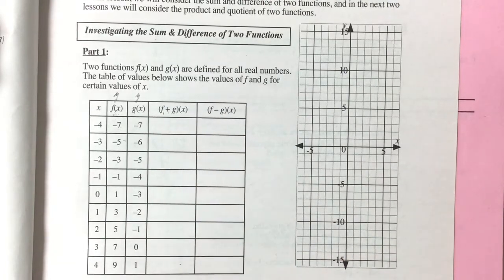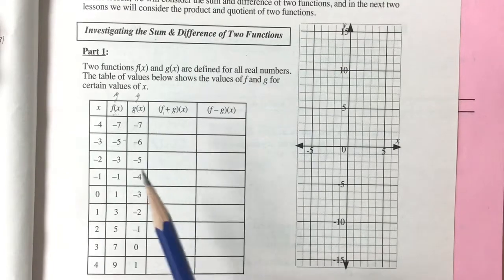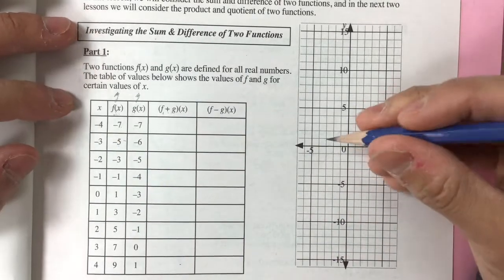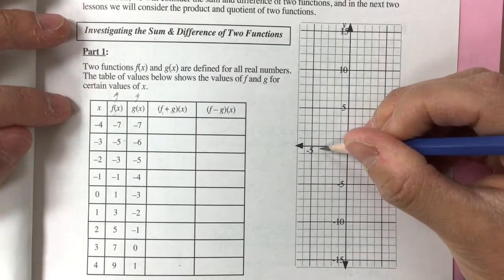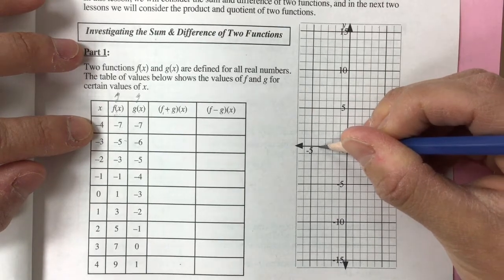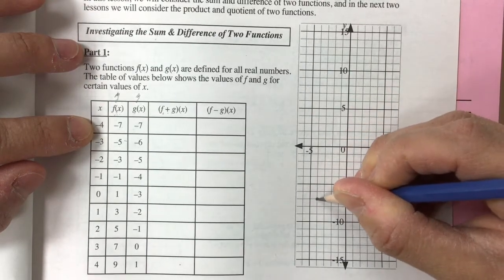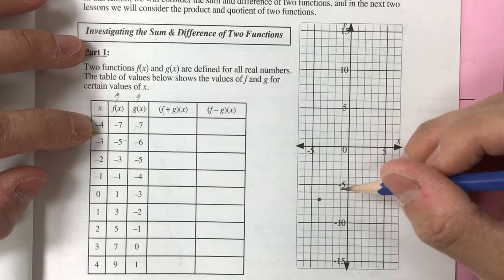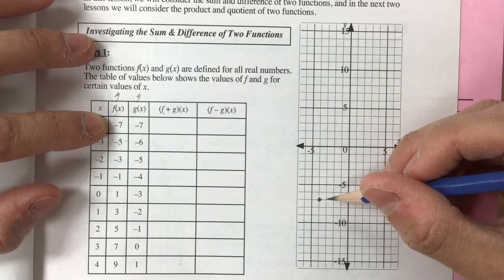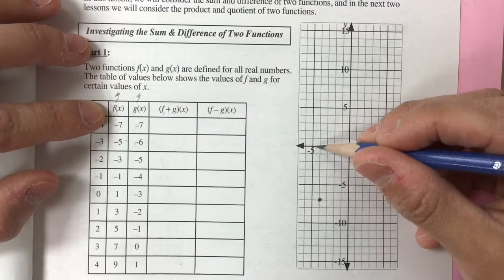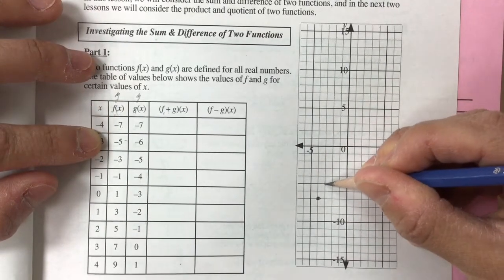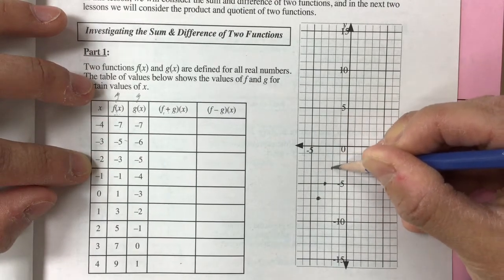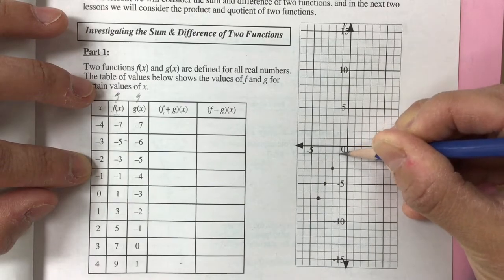What we want to do is start by plotting the points of x and f of x on the grid. So at -4, I'm going to be plotting at -7 for f of x. So this is function f of x. And then afterwards, I'm going to highlight both of the functions so you'll know which one goes with which function. So from -4, then I go up to -3 and -5, -2 and -3, -1 and -1.